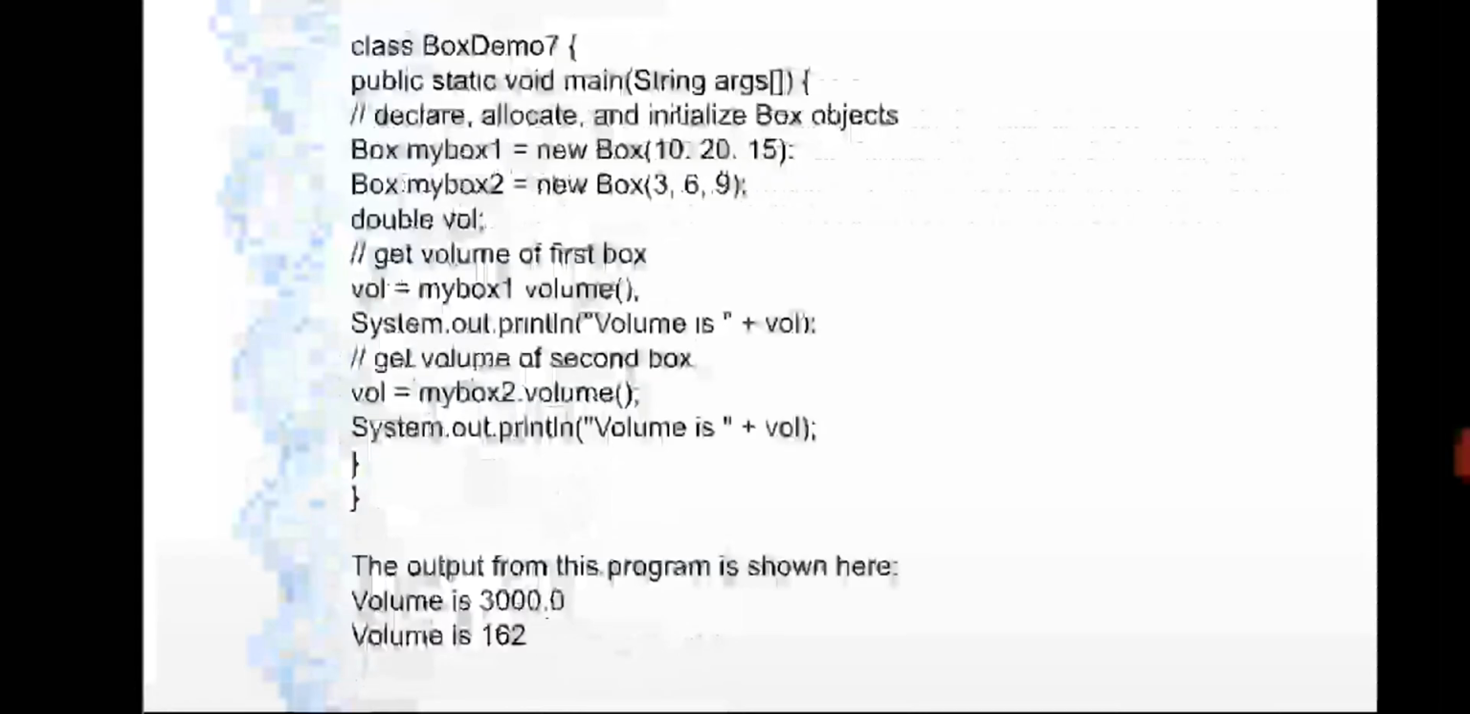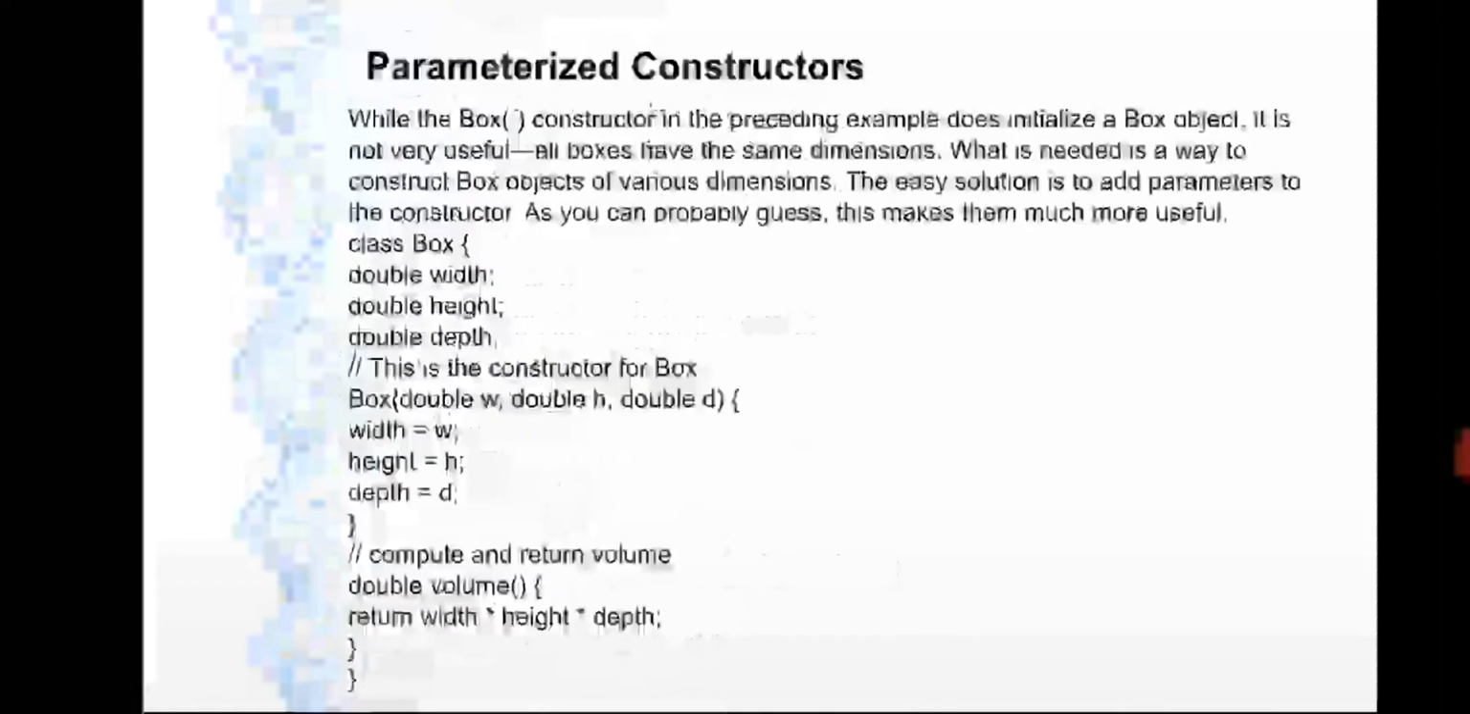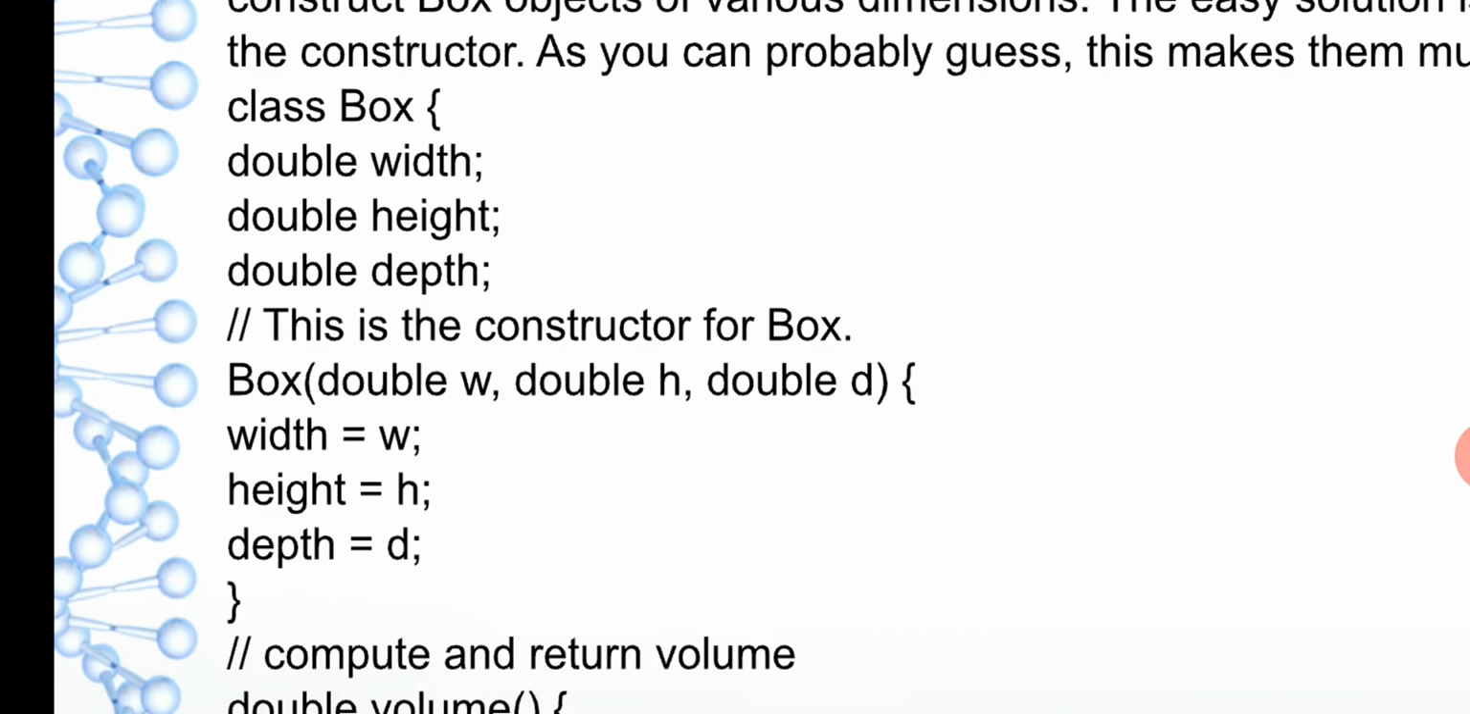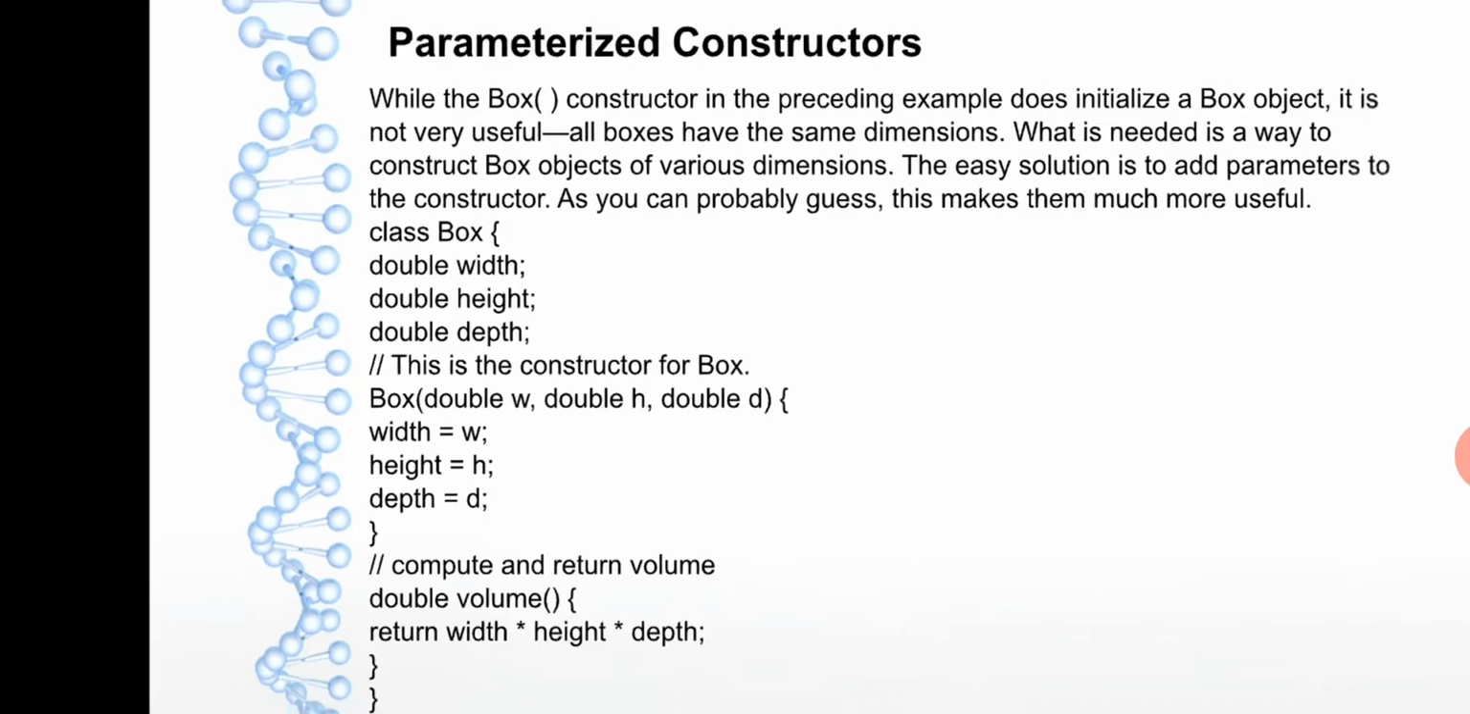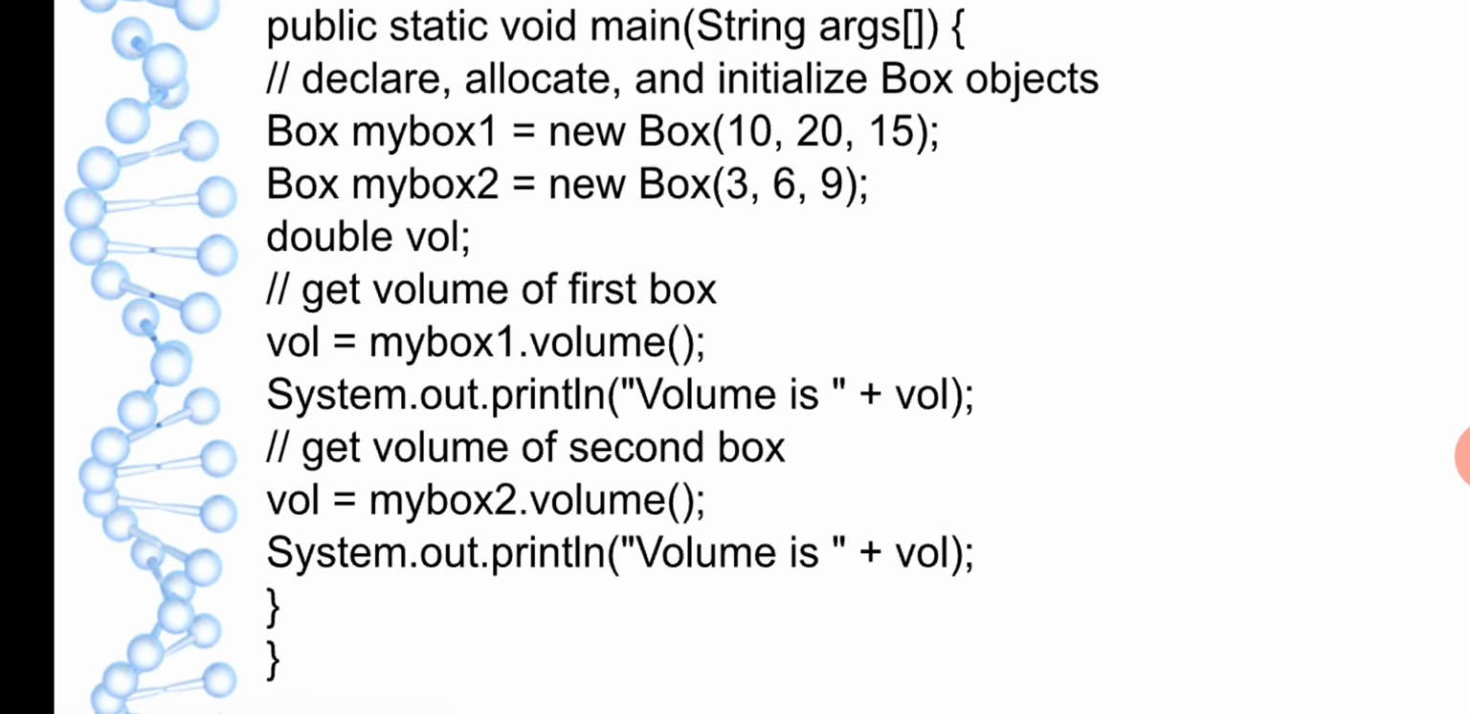Now what happens next is class BoxDemo. You have one class, and inside the class you have the main method. Inside the main method, when you create the object, you are passing values to that object. Box my box 1 equal to new Box of 10, 20, 15 means you are calling the box constructor, and passing 10, 20 and 15. W equal to 10, H equal to 20, D equal to 15. So 10 will be initialized to width, 20 to height, and 15 to depth when you create the my box 1 object.